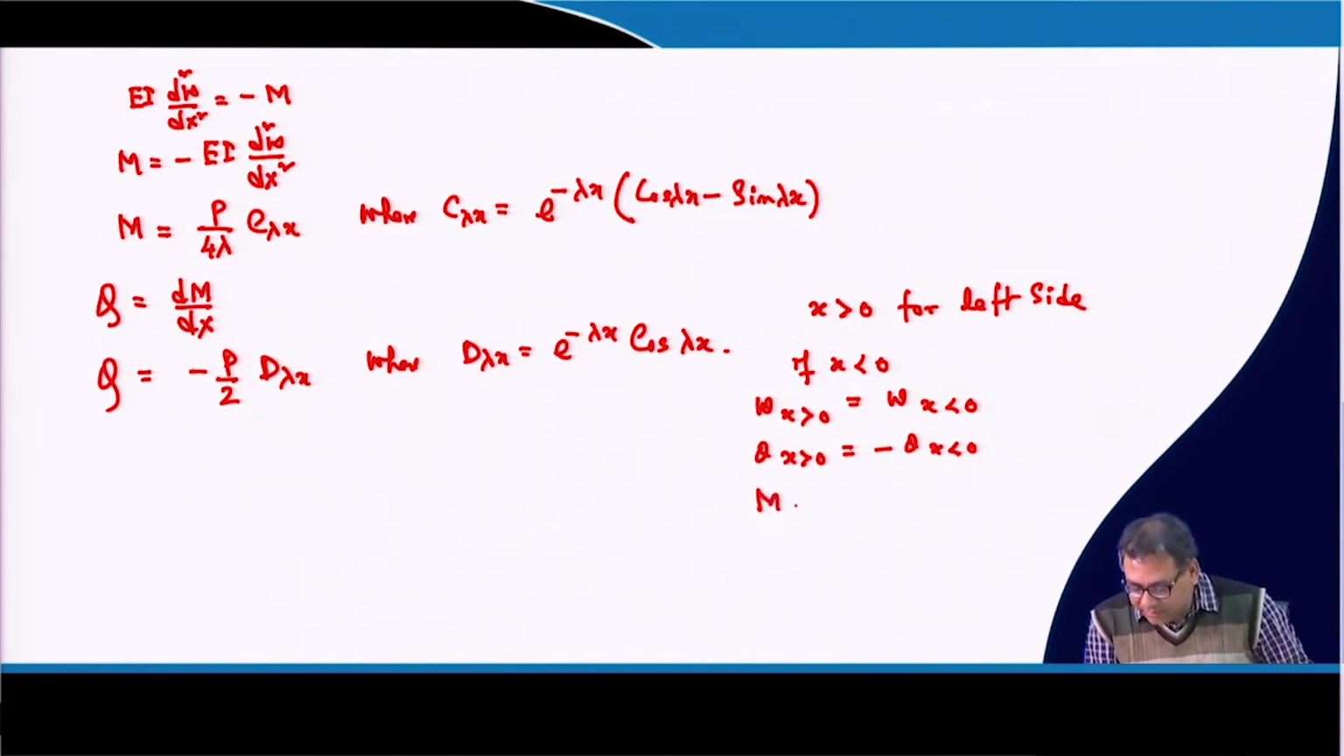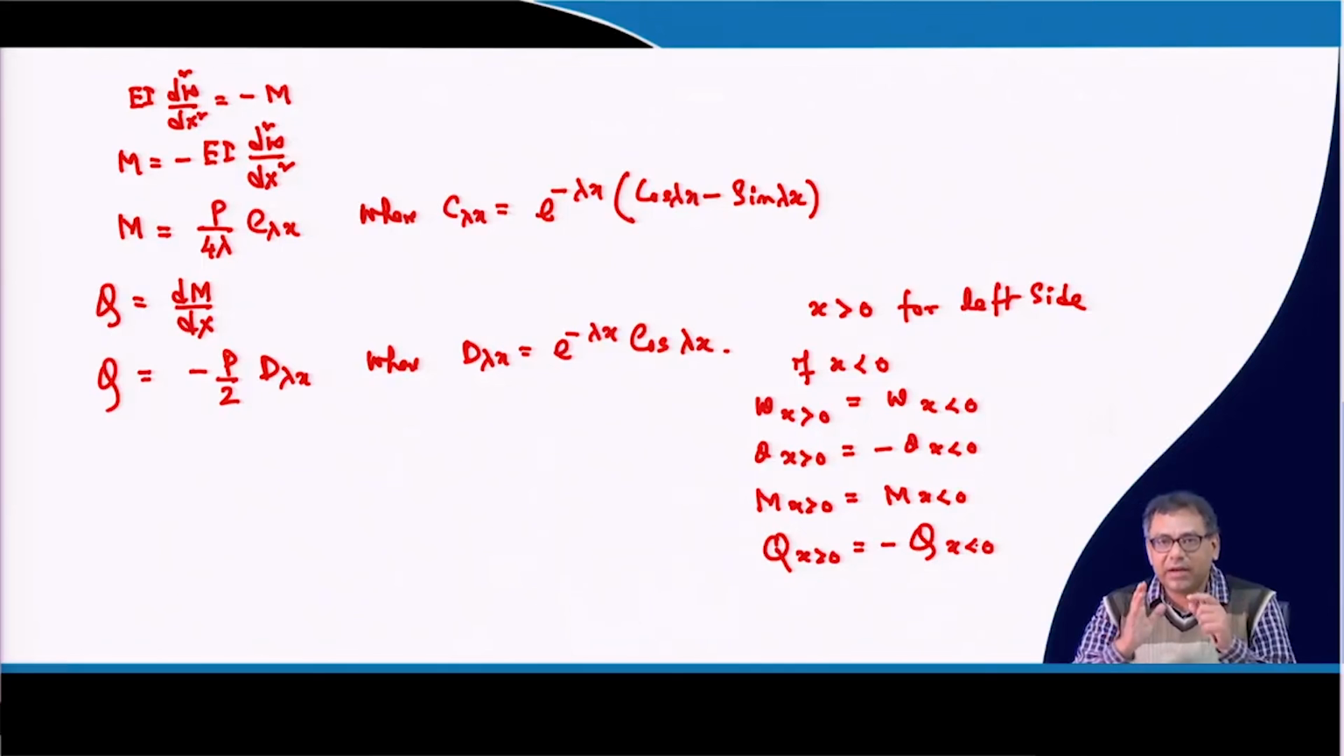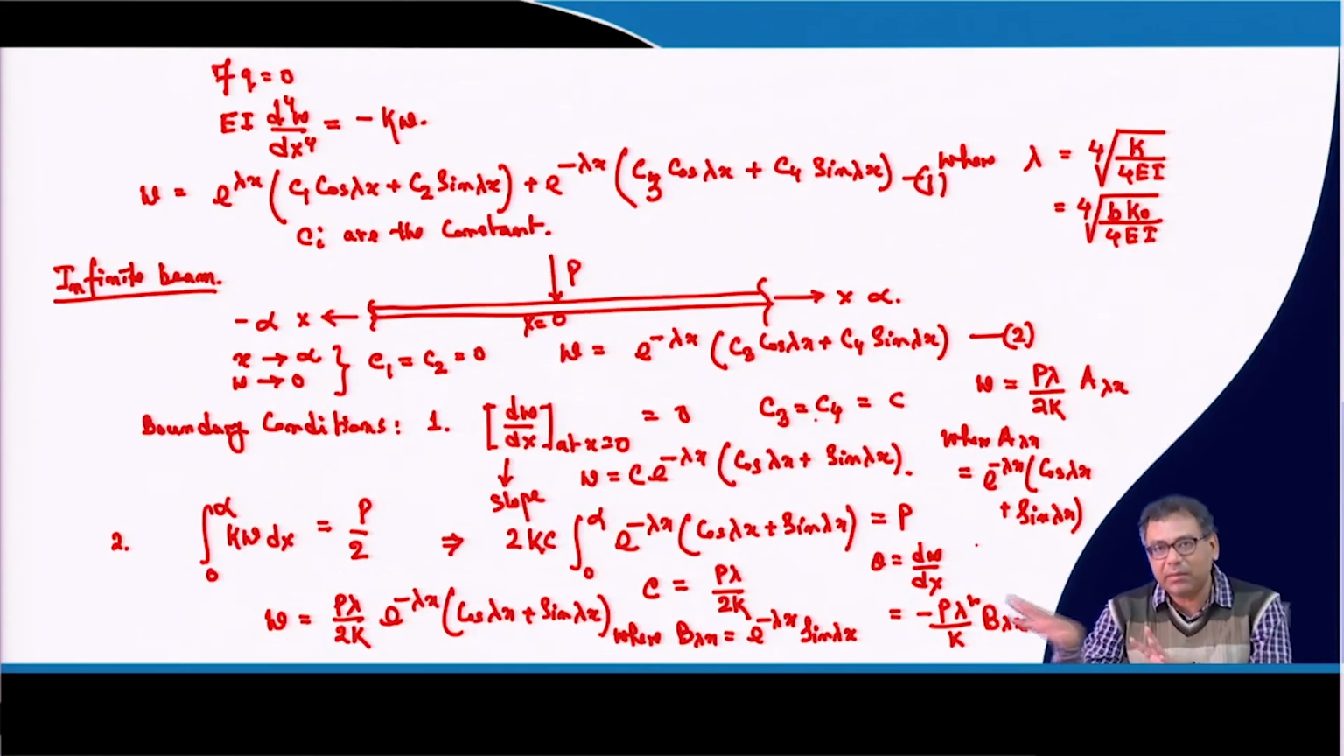Similarly, for the moment, x greater than 0, there will be no change. That means, moment at x less than 0 is the same. For shear force, x greater than 0, again minus shear force at x less than 0. That means, whether it is the right side or the left side. So, suppose you want to determine the deflection of a point which is away from the loading point, because due to that loading, there will be deflection of other points also. So, I can determine the deflection of that particular point.